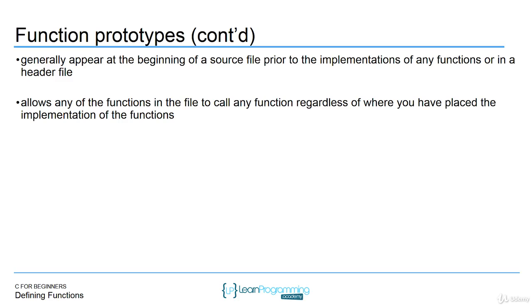If you place the implementation of a function after you call it, C is going to complain and say that it doesn't know about it. Because when you compile, you're compiling line by line. If you place the declaration at the top, then you can invoke the function before it's defined, before it's implemented.